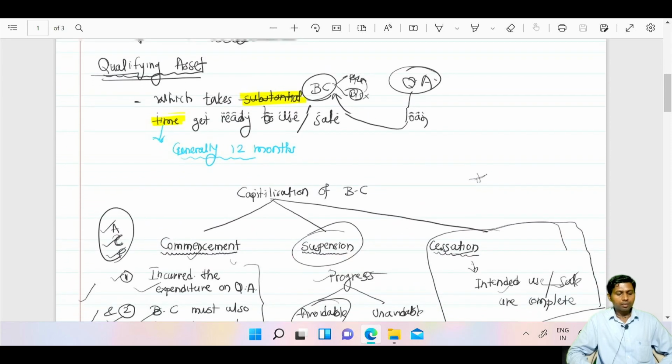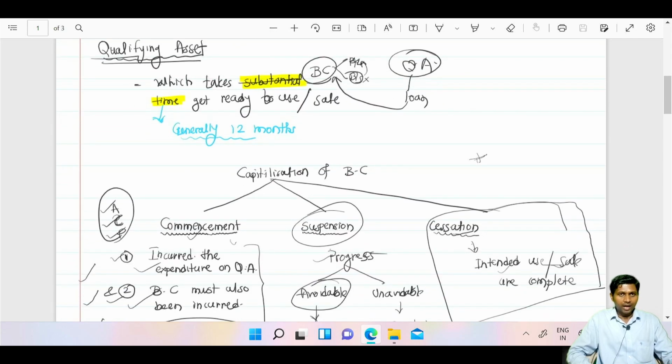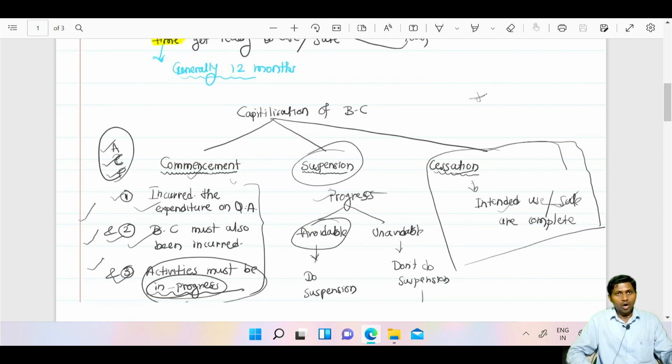Then if you identify that this is a qualifying asset, after identifying you have to ask yourself whether that is ACP or not. If it is related to acquisition, construction or purchase, then only is capitalization possible. If you have a qualifying asset but it is not related to ACP, then capitalization is not possible. Correct. Acquisition, construction or purchase. Now we have that also. Then when and how much to capitalize?